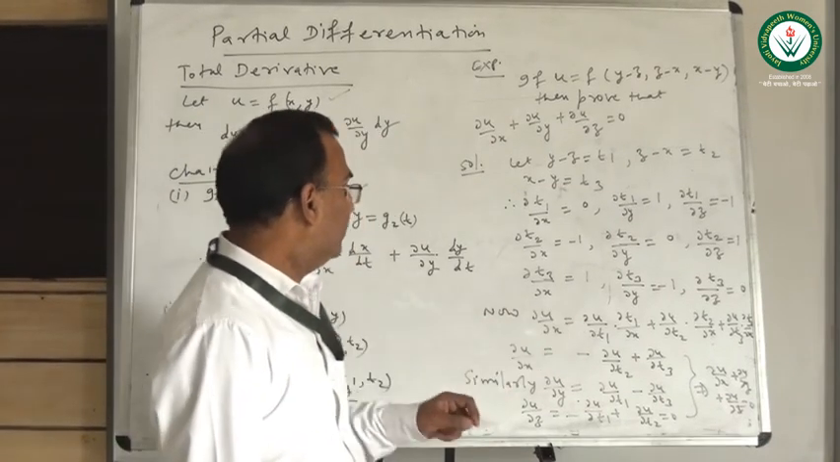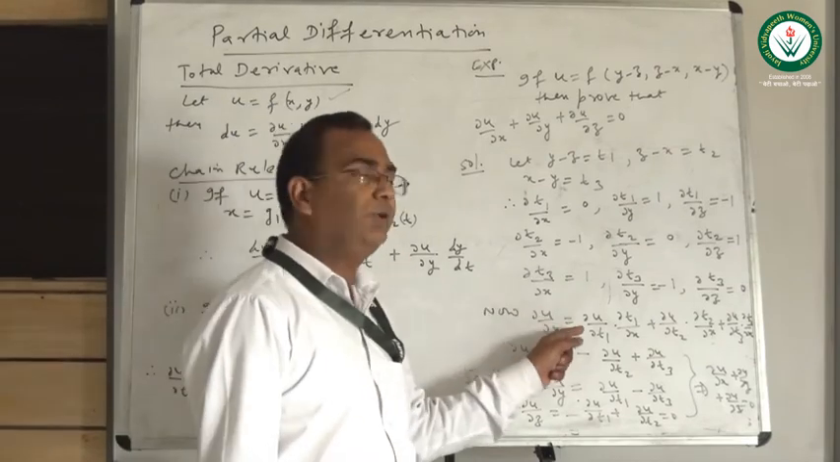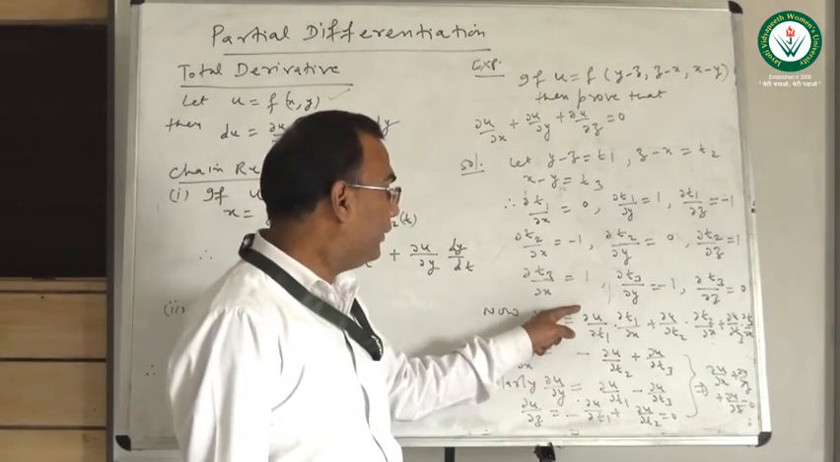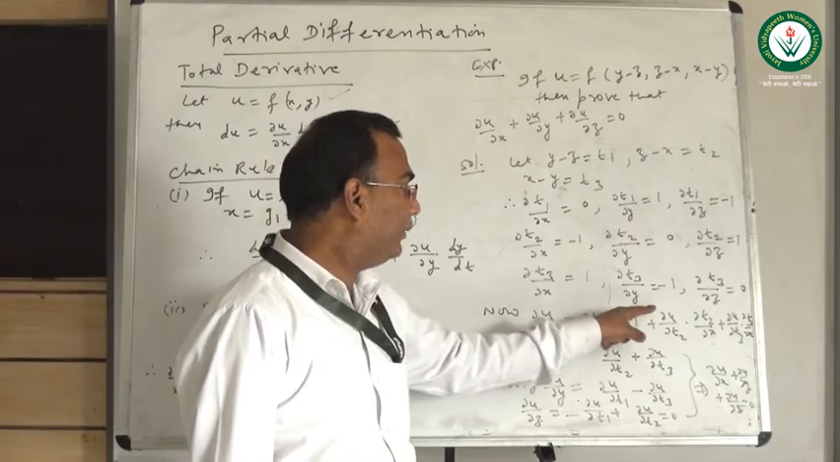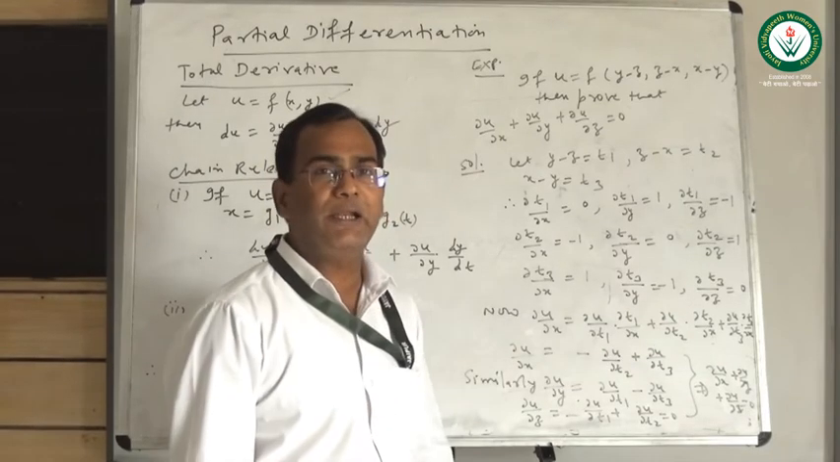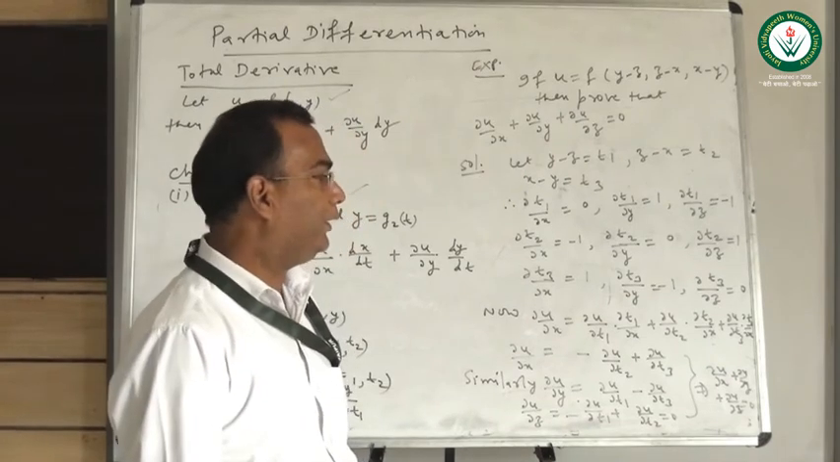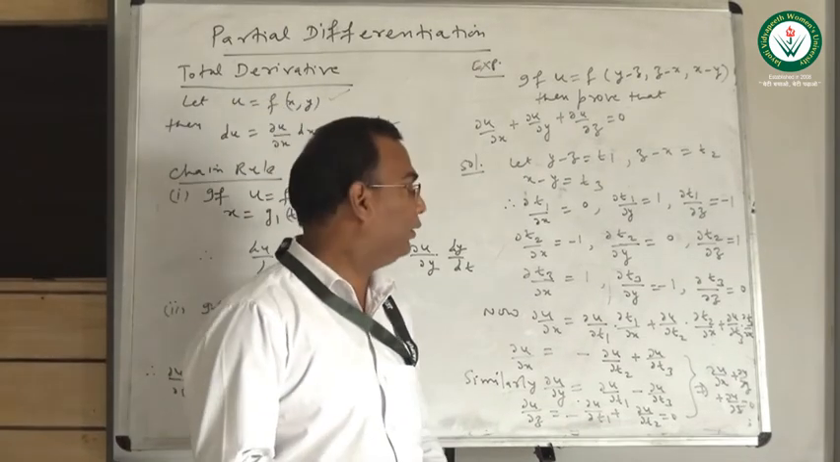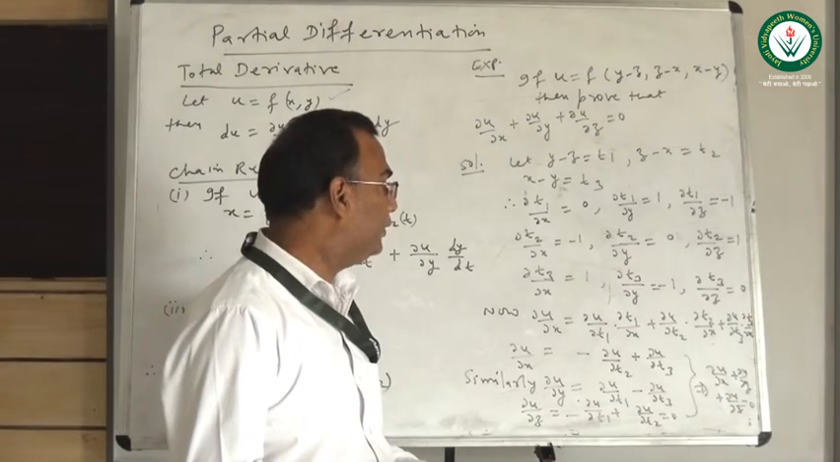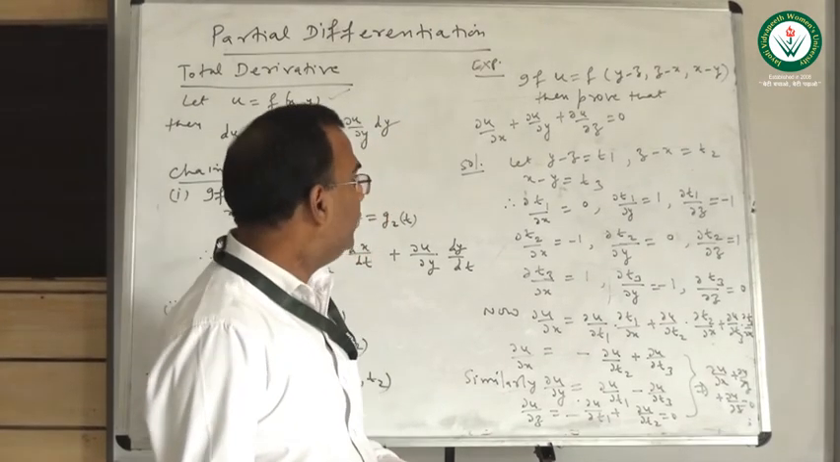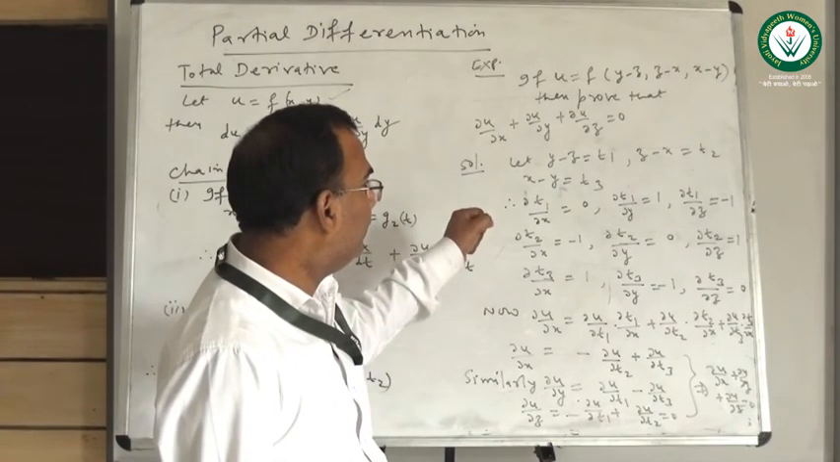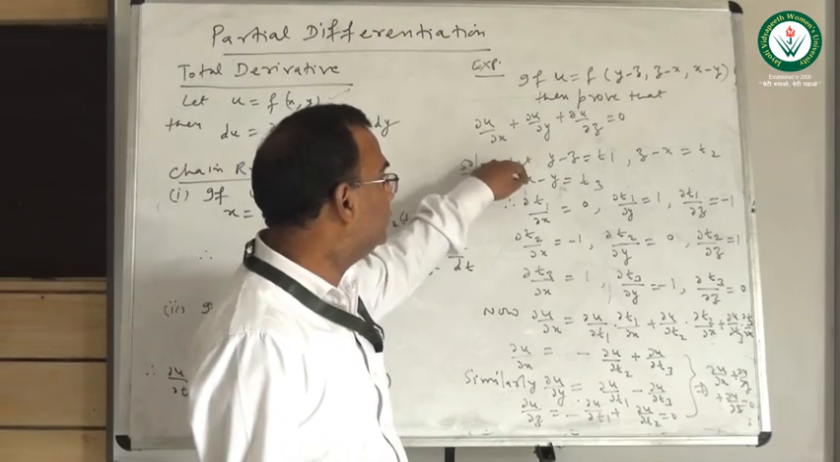But here the function u is not given, so we will write ∂u/∂t1, ∂u/∂t2 and ∂u/∂t3 as they are. Now we have to find ∂t1/∂x, ∂t2/∂x and ∂t3/∂x. These terms can be determined from these equations here.